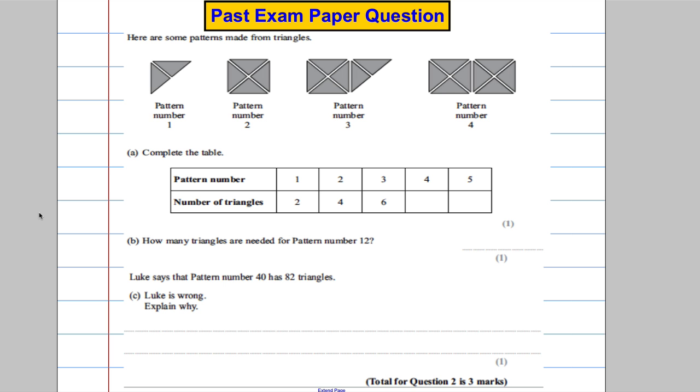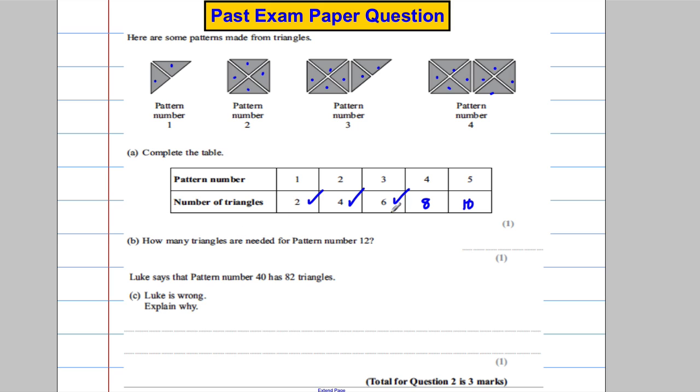Okay, last question then, and in 5 seconds I'll go through this. Okay, so here are some patterns. We've got pattern 1, we've got 2 triangles. Pattern 2, we've got 1, 2, 3, 4 triangles. Pattern 3, we've got 1, 2, 3, 4, 5, 6 triangles. And this one we've got 1, 2, 3, 4, 5, 6, 7, 8 triangles. So pattern 4, we've got 8. You can see we're going up in 2 each time. 2 to 4 to 6, 6 to 8. The next one's going to be 10 clearly.